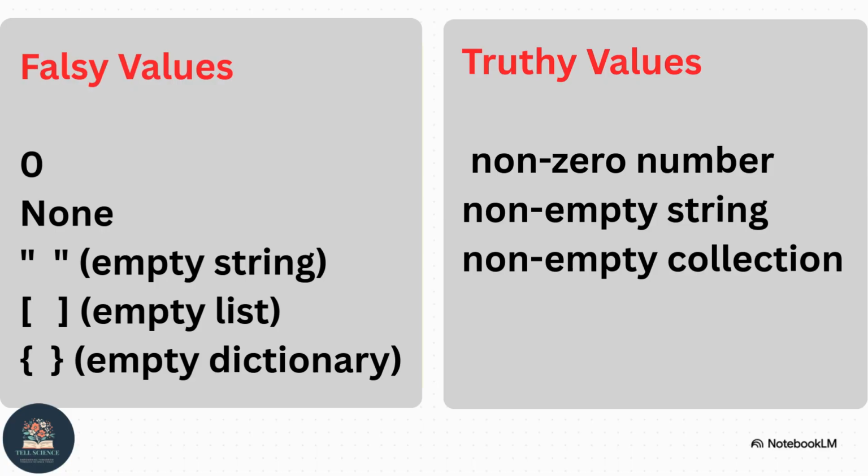So here's the deal. Python has a really simple rule for this. Anything that's empty or 0 is considered falsy. That means the number 0, an empty string, an empty list, or the special value None. And literally everything else, any number that's not 0, any list or string with something in it, is considered truthy.